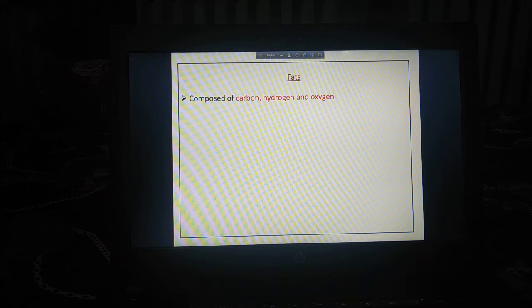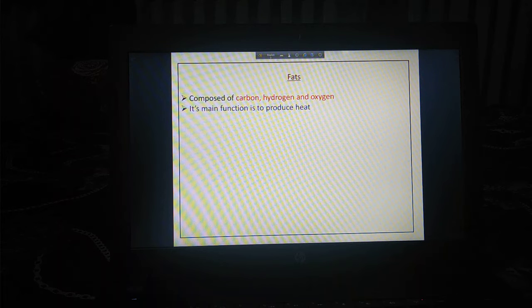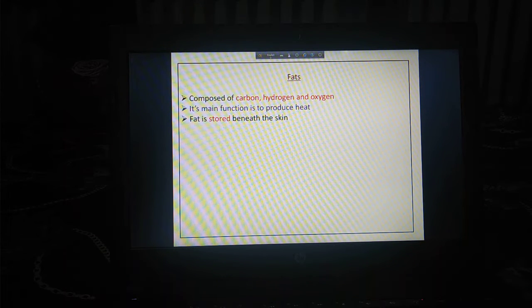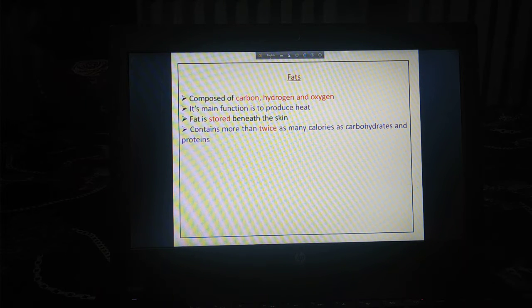Now fats. Fats are composed of carbon, hydrogen and oxygen. Its main function is to produce heat. What is the main function of fat? To produce heat. Fat is stored beneath the skin. Where is fat present? Beneath the skin. Fat contains more than twice as many calories as carbohydrates and proteins. That means fats contain more than twice the amount of calories than carbohydrates and proteins.